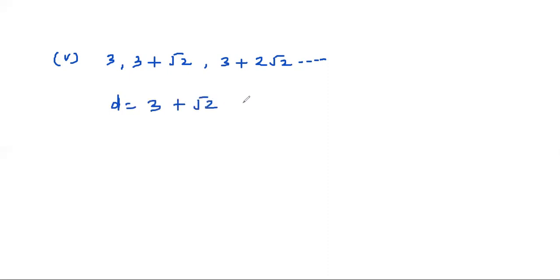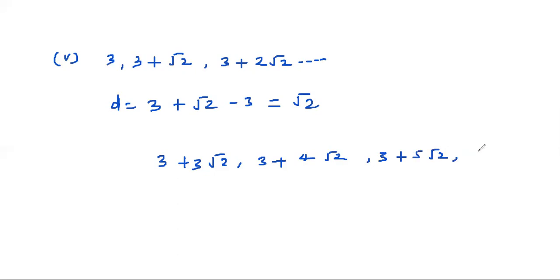Now let's go to next part. So fifth part is 3 plus root 2, 3 plus 2 root 2, etc. Here common difference will be 3 plus root 2 minus 3, that is root 2. This is true for next two terms also. It means it is an AP. So we can write other terms. So next terms will be 3 plus 3 root 2, 3 plus 4 root 2, 3 plus 5 root 2, 3 plus 6 root 2, etc.